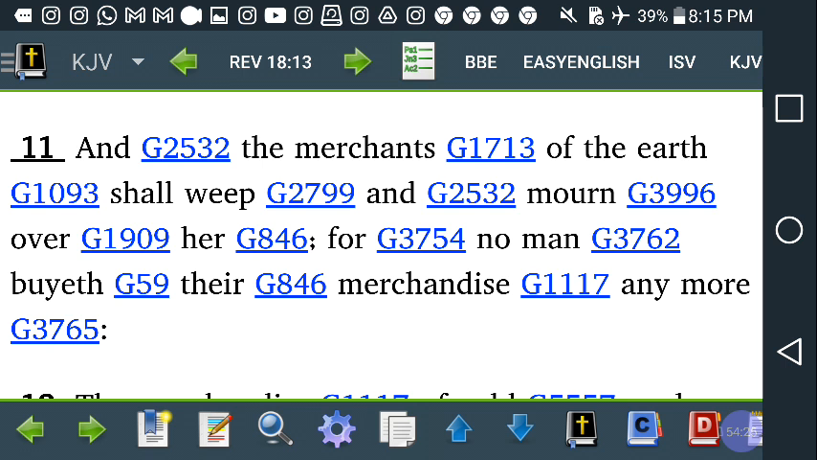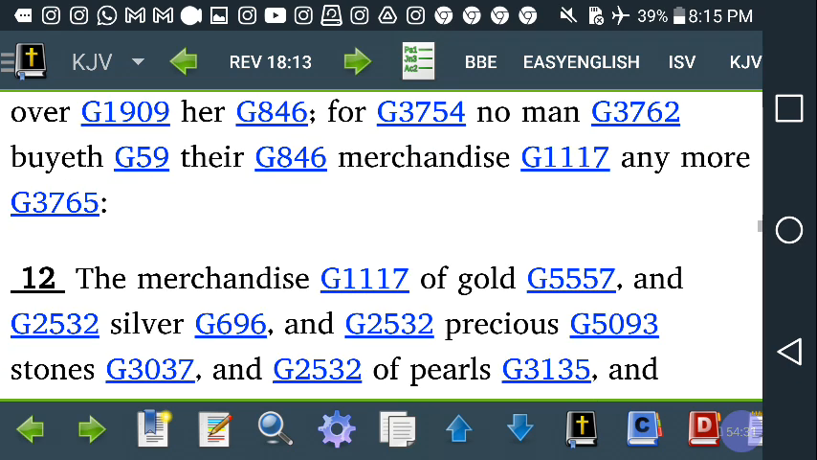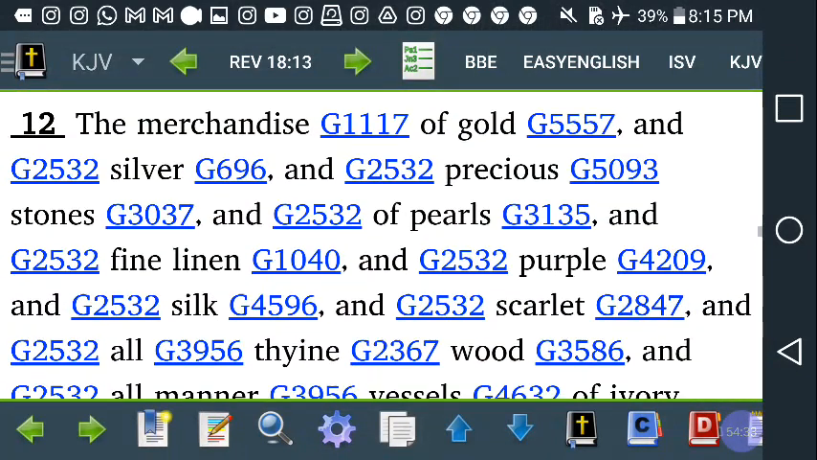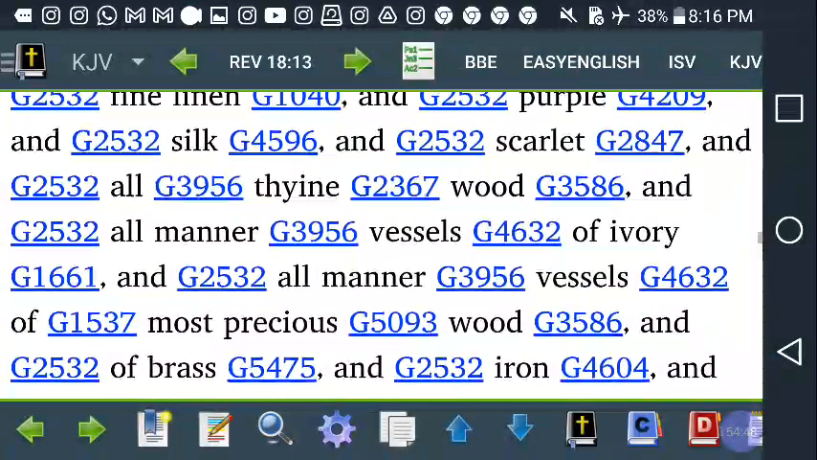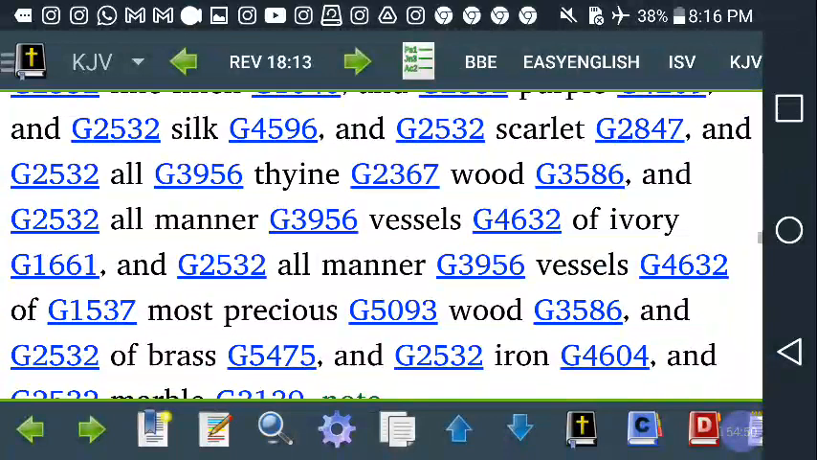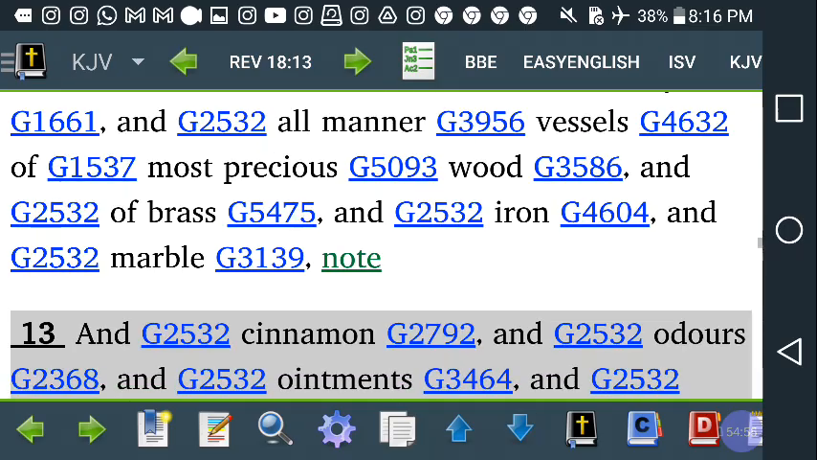But let's get through this right here. And the merchants of the earth shall weep and mourn over her, for no man buyeth their merchandise any more. The merchandise, so what is that? Now here describes the type of merchandise. The merchandise of gold and silver, and precious stones, and pearls, and fine linen, and purple, and silk, and scarlet, and all thine wood, and all manner vessels of ivory, and all manner vessels of most precious wood, and of brass, and of iron, and of marble.